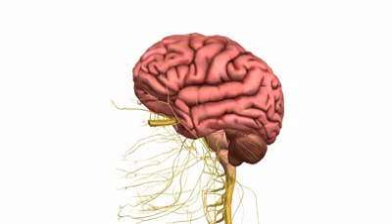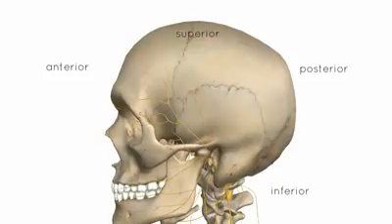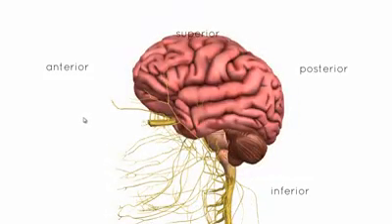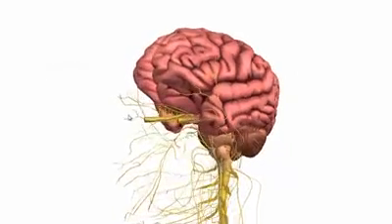So we'll start off by looking at the brainstem. First of all, I'll just point out what we're looking at here. We're looking at a side view of the brain. Anterior is this side, posterior is this side, and obviously superior and inferior. So you can see the brain, how it sits there. I'm just going to rotate it around and we'll take a look at the brainstem.